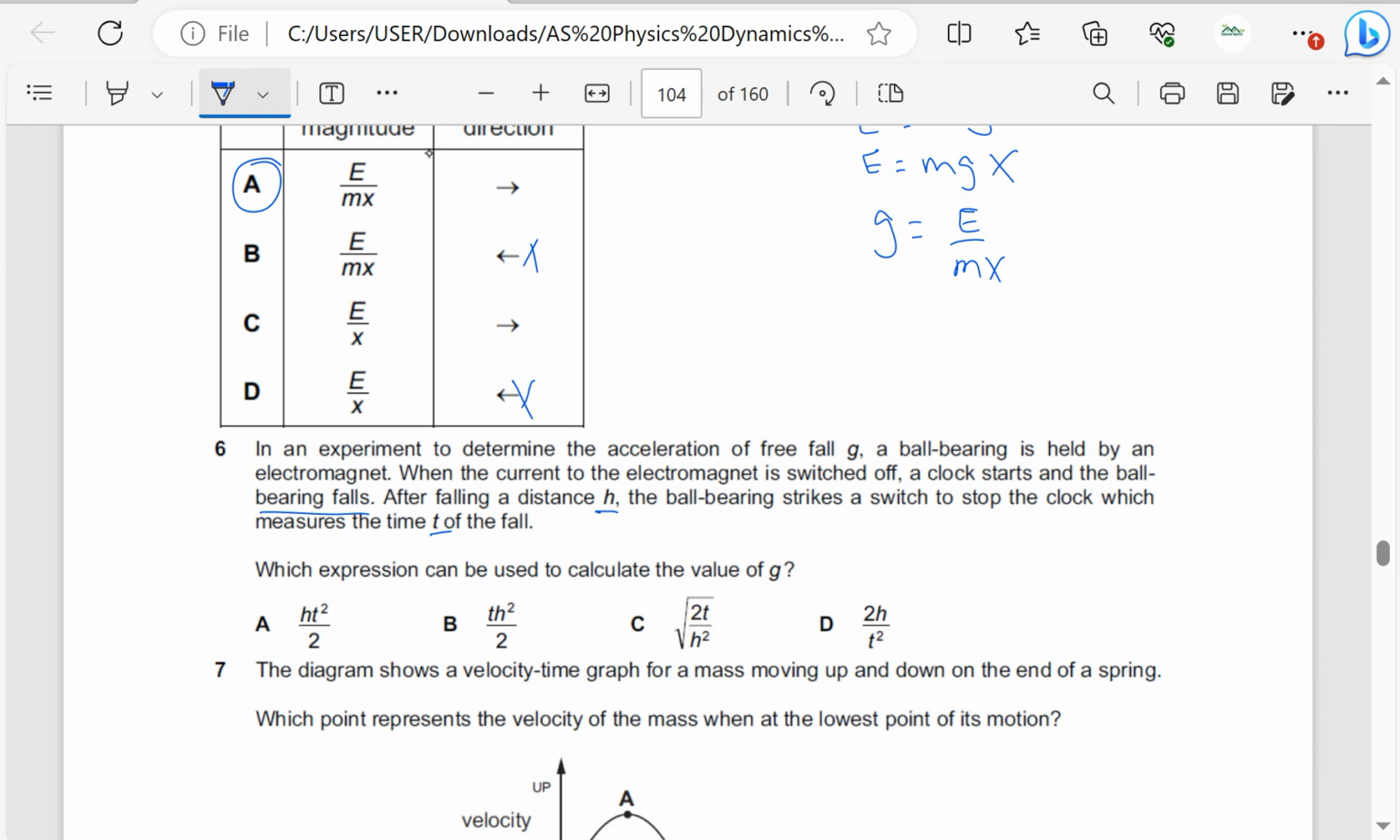Using equations of motion, s equals ut plus half at squared. It is falling, initial velocity is 0, the height it falls through is h, so h is equal to half, acceleration is the acceleration due to gravity, g, t squared. So g is going to be twice h divided by t squared, which makes the answer D.